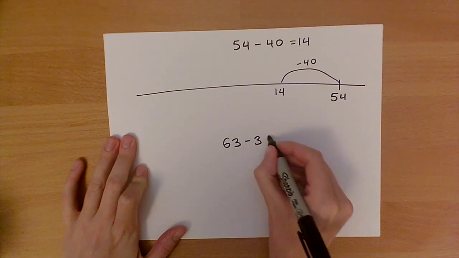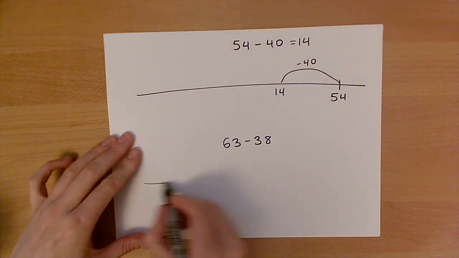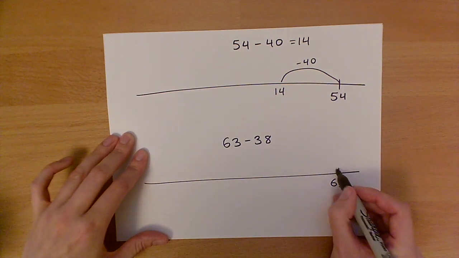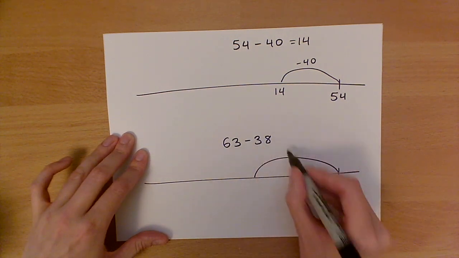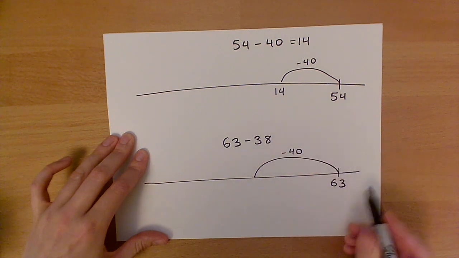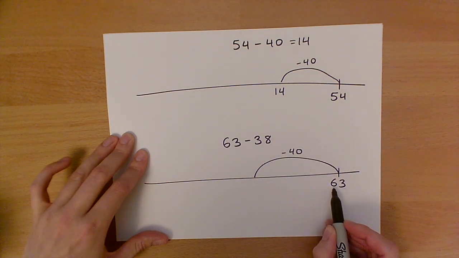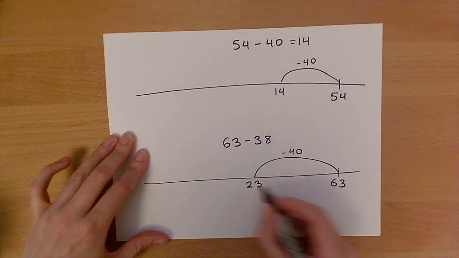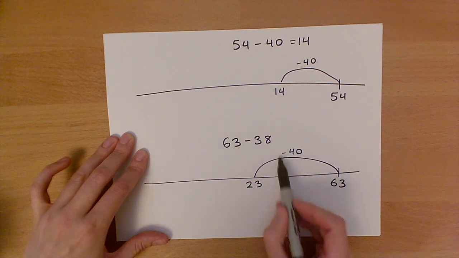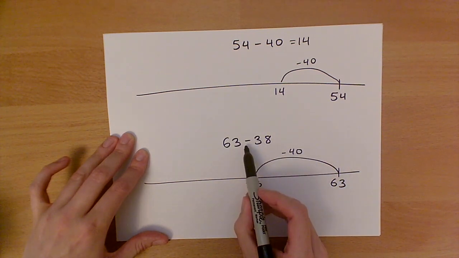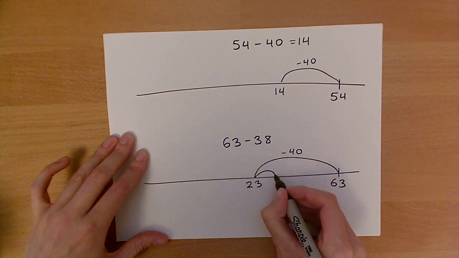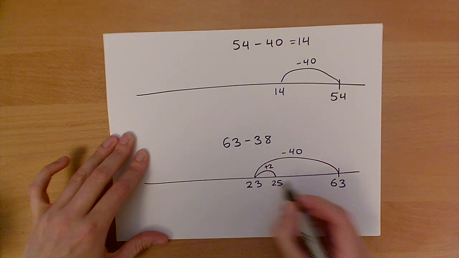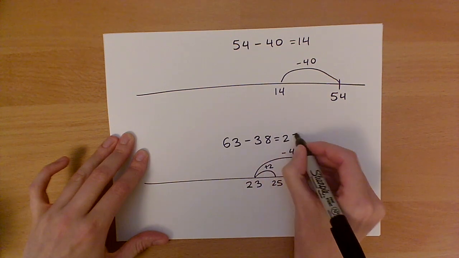minus 38. So I'll start with 63, and I'm going to take away 40 because 38 is really close to 40. So if I have 6 tens in 63, now if I take away 4 tens, I'll just have 2 tens, and I'll still have those 3 ones. But I'm not taking away 40 in this problem. I'm just supposed to take away 38. So then I'll add 2. So 23 plus 2 is 25.